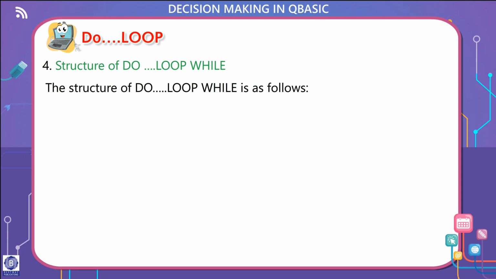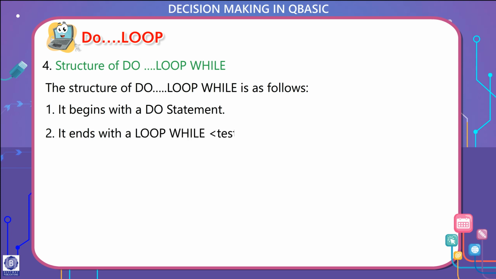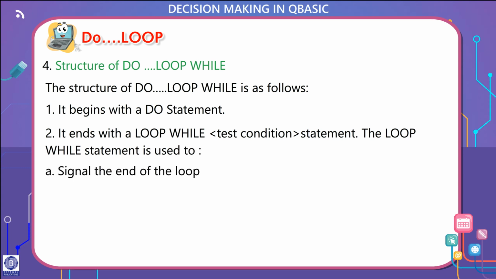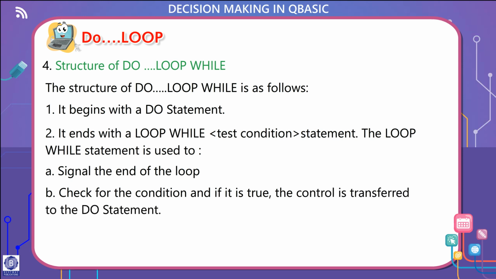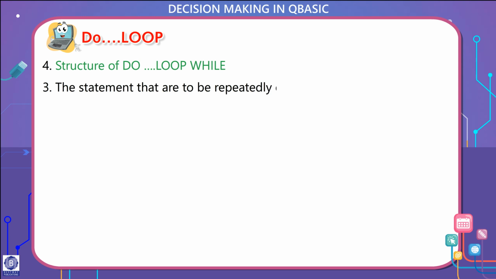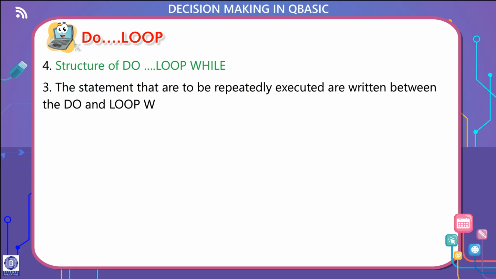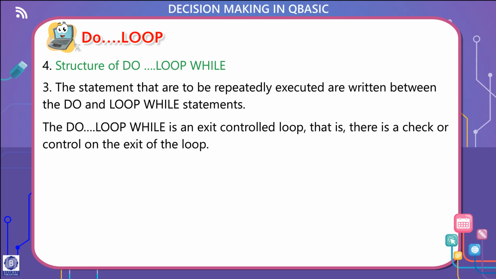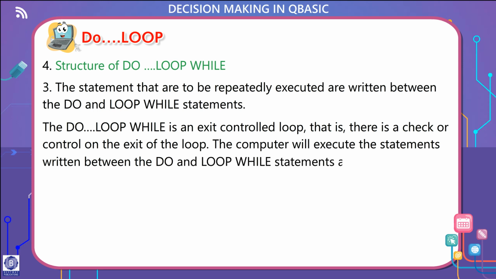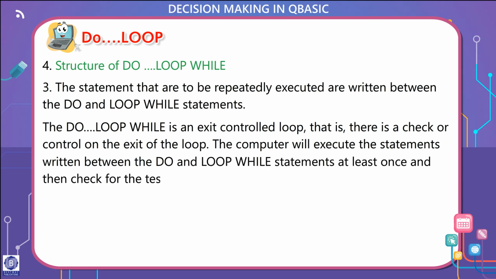Structure of Do Loop While. The structure of Do Loop While is as follows. It begins with a Do statement. It ends with a Loop While test condition statement. The Loop While statement is used to signal the end of the loop, check for the condition, and if it is true, the control is transferred to the Do statement. The statements that are to be repeatedly executed are written between the Do and Loop While statements. The Do Loop While is an exit controlled loop. That is, there is a check or control on the exit of the loop. The computer will execute the statements written between the Do and Loop While statements at least once and then check for the test condition.